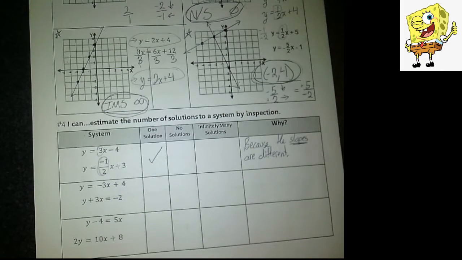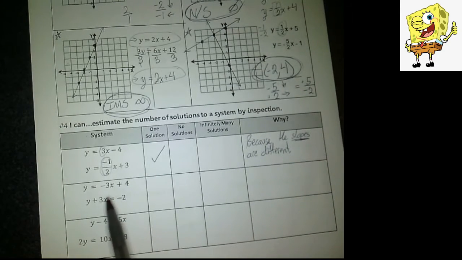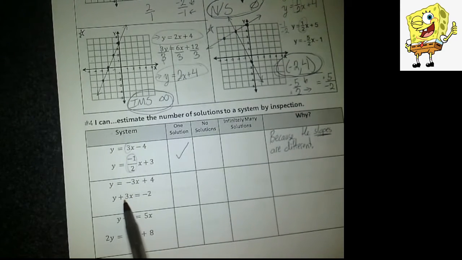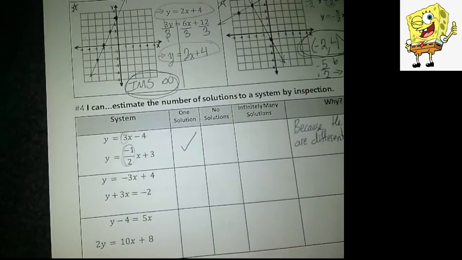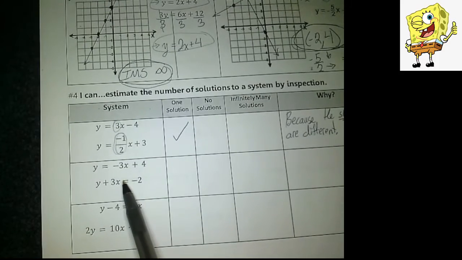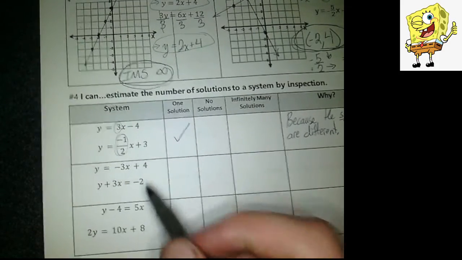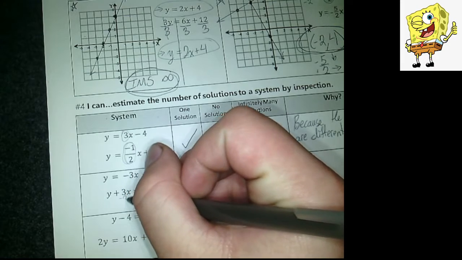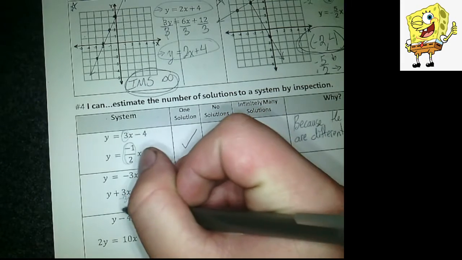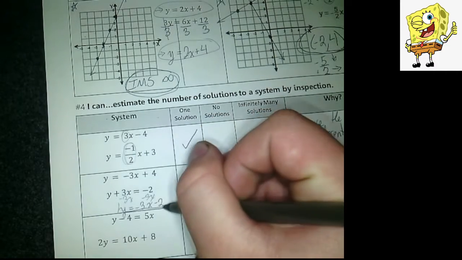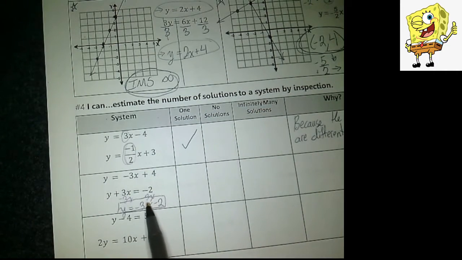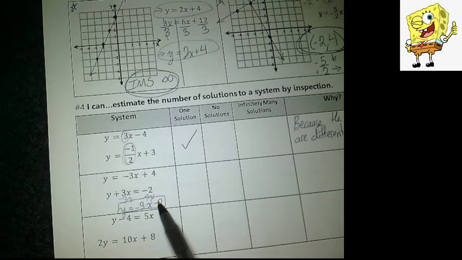All right, let's look at this second one. Immediately I am noticing this second equation right here is not in slope-intercept form. I need to get the y by itself, so I'm going to subtract 3x on both sides, which leaves me with y equals negative 3x minus 2. Okay. I notice that my slopes are the same in this equation and that equation, slope of negative 3. But my y-intercepts are different.